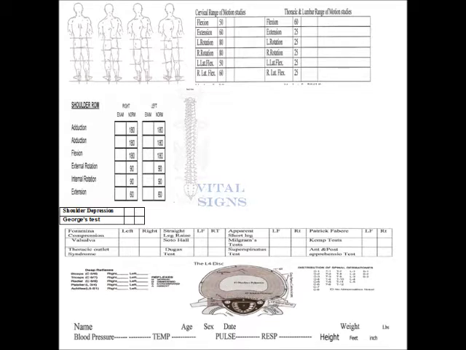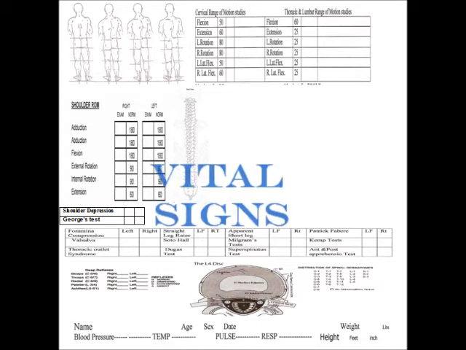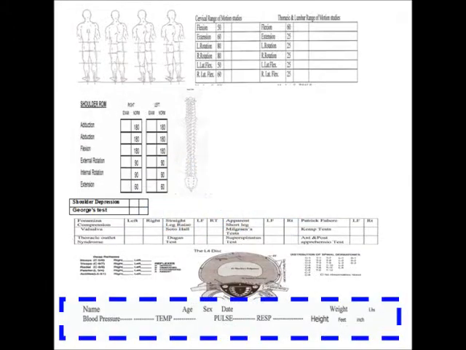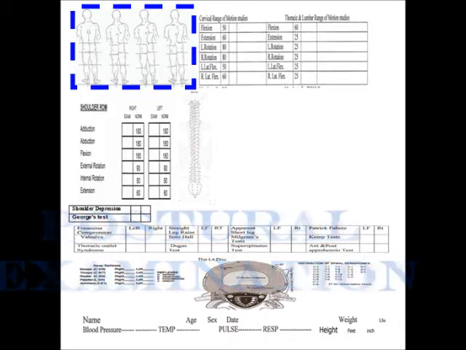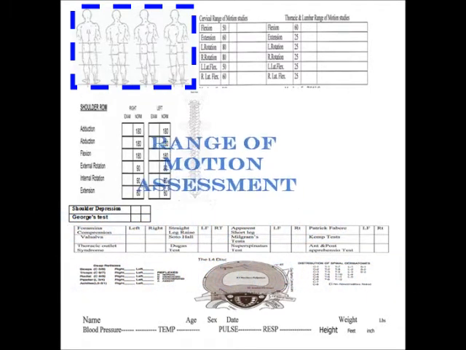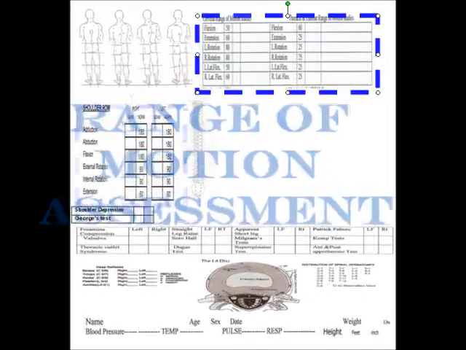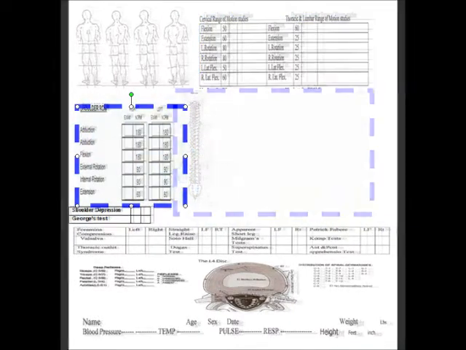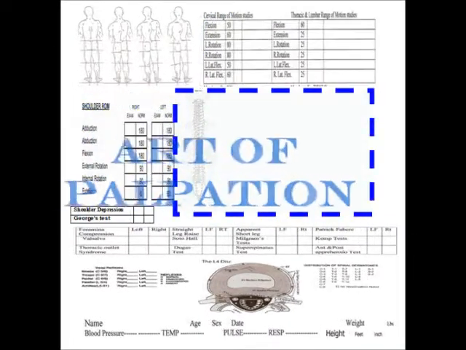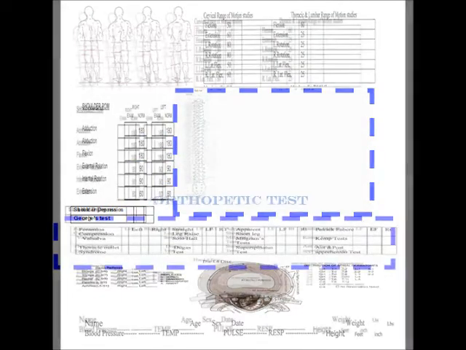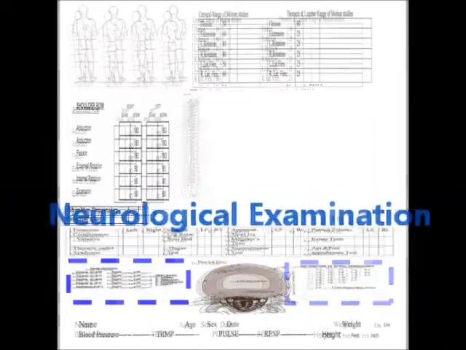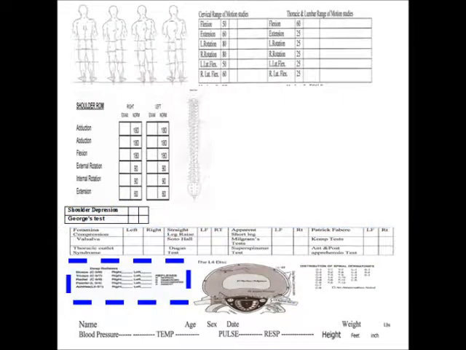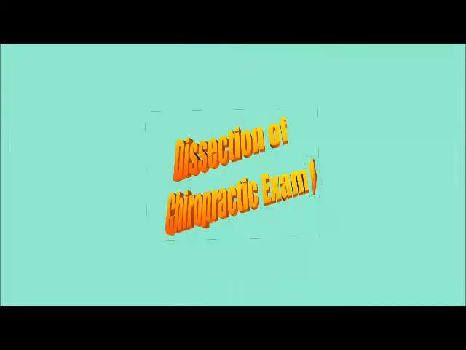However, the very first thing I usually do in my office is vital signs. After that, we do postural examination, range of motion of the neck, and range of motion of the shoulder. Also, palpation, which is the most important part. We do orthopedic assessment tests, neurological tests, and so on. And now we're going to explain how we do that in detail and why.